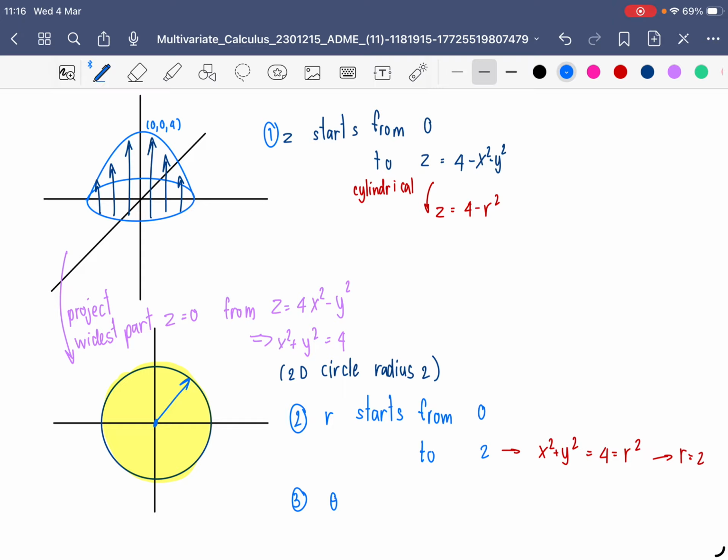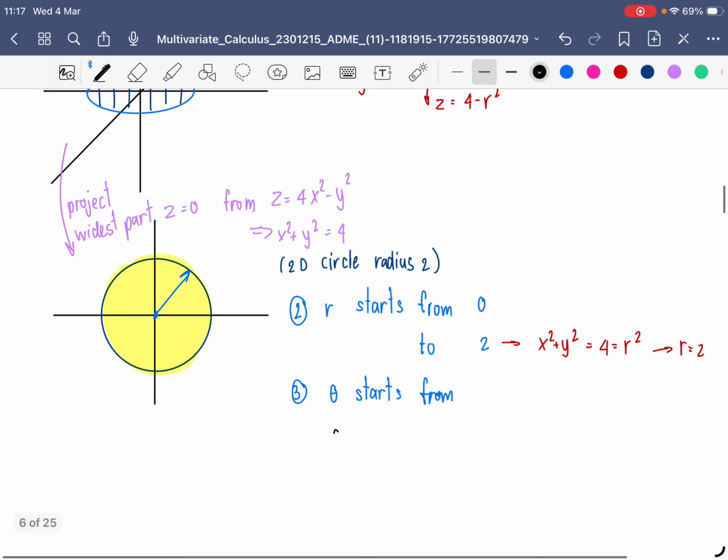And your theta, I'm starting from the positive x-axis. This is how the polar coordinate works. So your theta is taking the whole round, right? The full round, the full lap. So it will start from 0 to 2 pi. It takes a full lap.